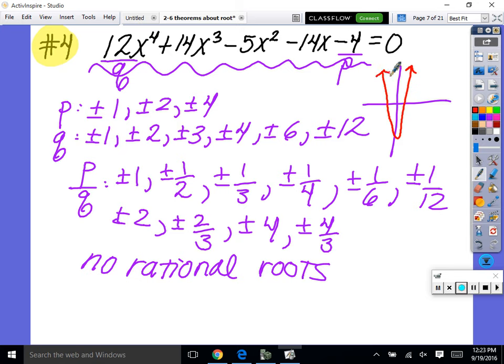It looks something like this, correct? Everybody? Okay, so it does cross. We do have 2 real roots, but they must be irrational because we tested all these and none of them came out. Does everybody understand? So we must have 2 irrational roots. Is everybody feeling good? Awesome, you guys are great.